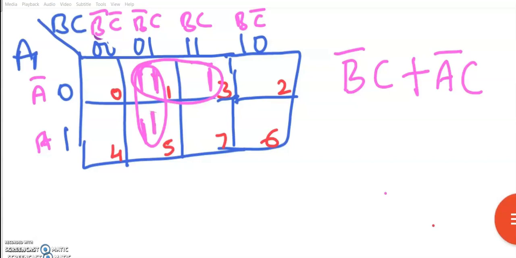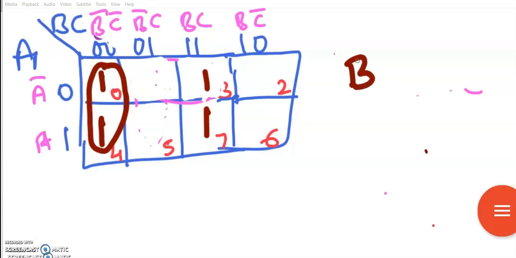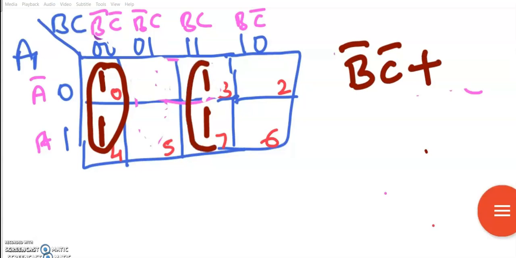Now I am not given a Boolean expression, just the cell values. If the ones are in these locations, how are we going to solve? So now we will move on to the next problem. What if the ones are in these cells, how can we make them into a group? We can make these two adjacent ones into a single group. In this group A is changing, so B bar C bar remains common, so the resultant is B bar C bar. Plus, when we make these two into a single group, BC remains common here, so BC. So the resultant here is B bar C bar plus BC.